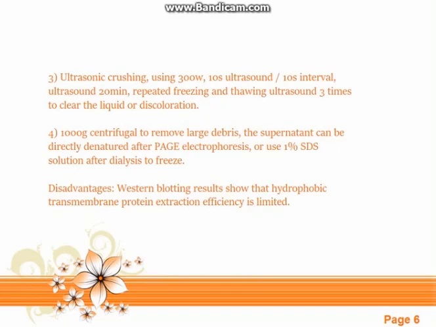3. Ultrasonic crushing, using 300 watts. 10 seconds ultrasound, 10 seconds interval, ultrasound for 20 minutes, with repeated freezing and thawing, ultrasound 3 times until the liquid clears or changes color. 4. Centrifuge at 1000 grams to remove large debris. The supernatant can be directly denatured for electrophoresis, or dialyzed, then use 1% SDS solution and freeze.